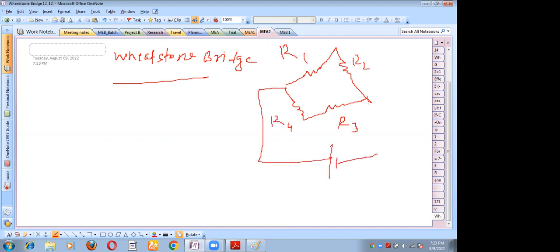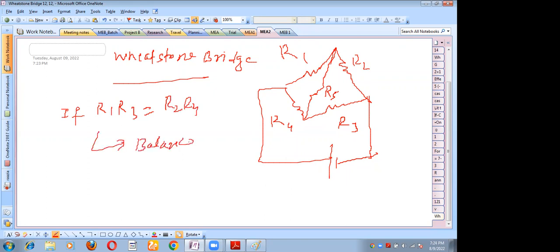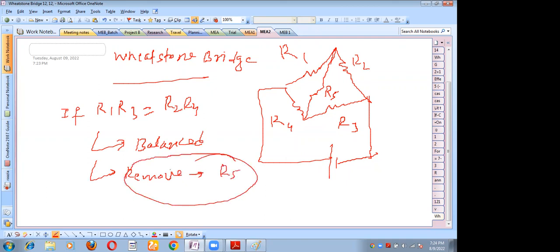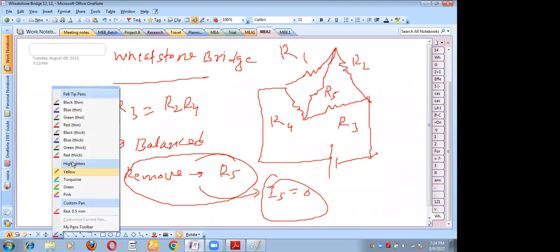It is connected to a cell. And there is a resistance R5. So what happens is, if R1 R3 is equal to R2 R4, then it is balanced. Then this is balanced, and we can remove R5. You already know that, right? So current through R5 will be 0. Understood this one? What is the Wheatstone bridge concept?